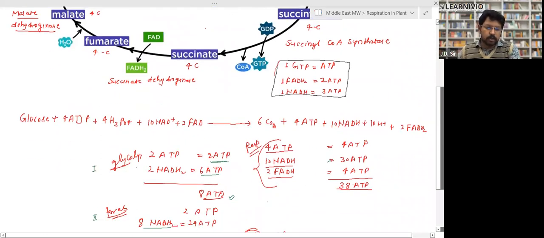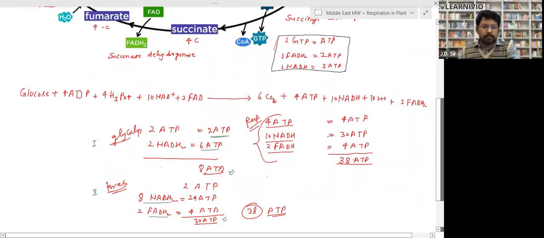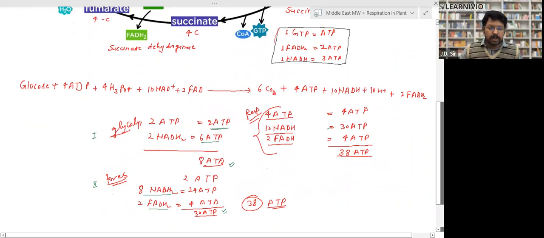In glycolysis, 2 ATP and 2 NADH, meaning 6 ATP, are produced. In the Krebs cycle, 2 ATP, 8 NADH2 and 2 FADH2, that is equivalent to 30 ATP. 30 plus 8, total 38 ATP formation takes place.